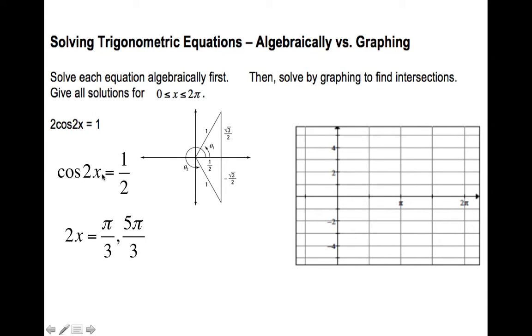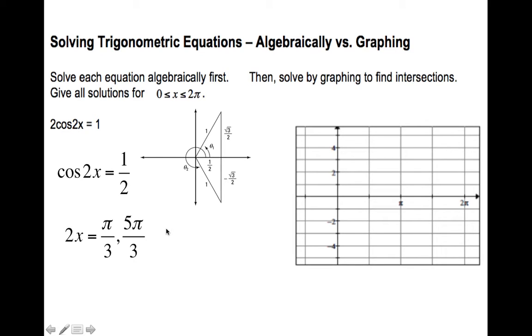So that 2x, that angle, must be pi over 3. Also, to go all the way around and get to this part, which is also the same value of a half, that angle must be 5 pi over 3. Okay, so that should not be so bad. It's exactly the kind of work we've been doing before. Pi over 3 and 5 pi over 3 both produce the x value of a half.